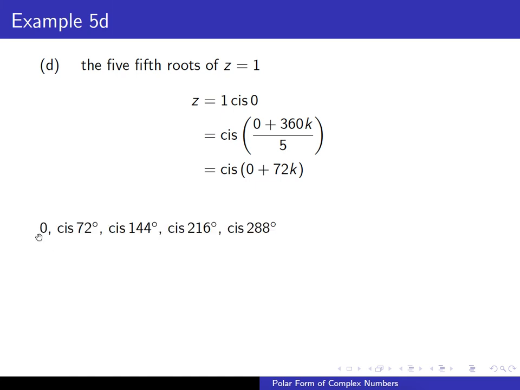So here's our real solution, 1 cis 0. And then cis 72, 1 cis 144, 1 cis 216, 1 cis 288. Actually, 1 cis 0 is 1. So, taking the 5th root of 1 is 1. So here's our real number, and then these other 4 are imaginary.